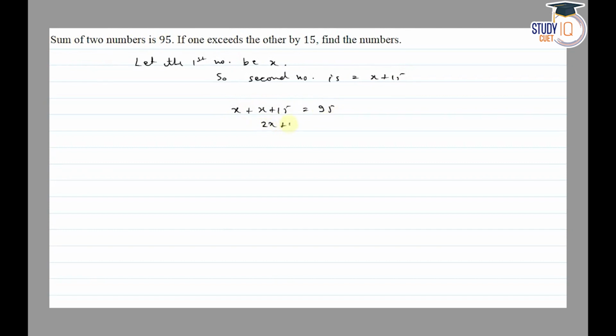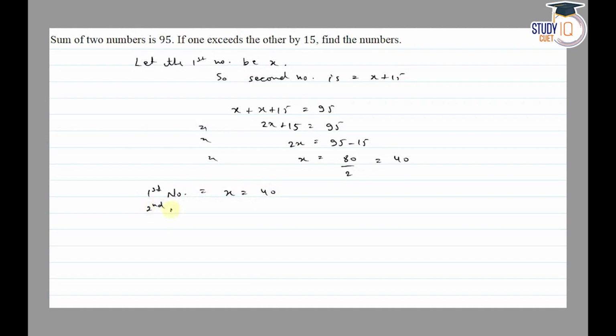So 2x plus 15 is equal to 95. So 2x is equal to 95 minus 15, shifting 15 to the other side. So x is equal to 80 by 2 is equal to 40. So first number हो जाएगा x is equal to 40.